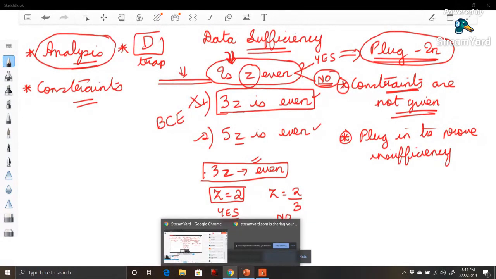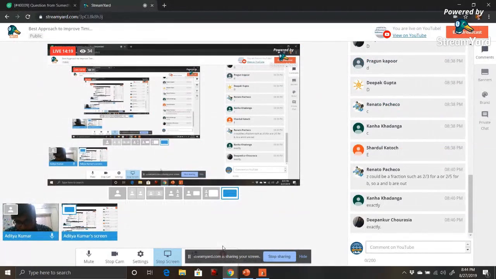What are the two big takeaways? The first takeaway is whenever you're working with a data sufficiency question, look at the question stem and figure out whether you have to analyze or plug in. How? If constraints are given, always choose analysis. If constraints are not given, always plug in. When you're plugging in, always make sure you choose a value to satisfy the statement. But after you choose a value to satisfy the statement, you make sure you answer the question.